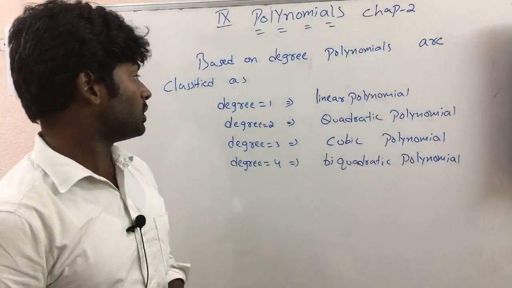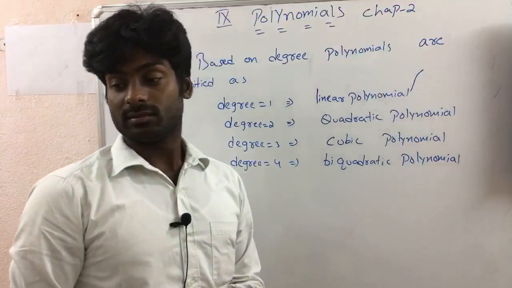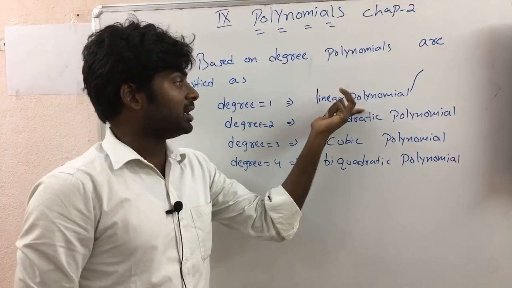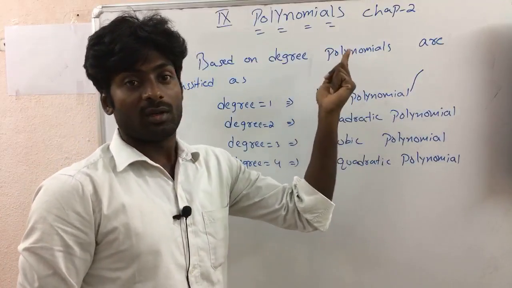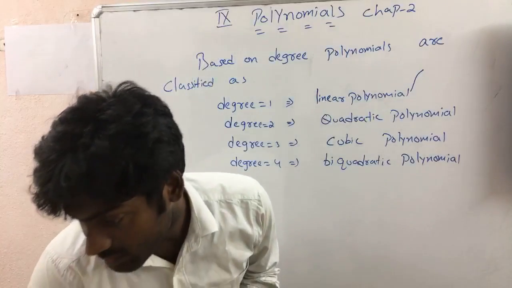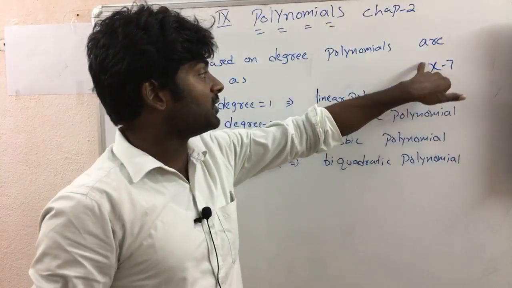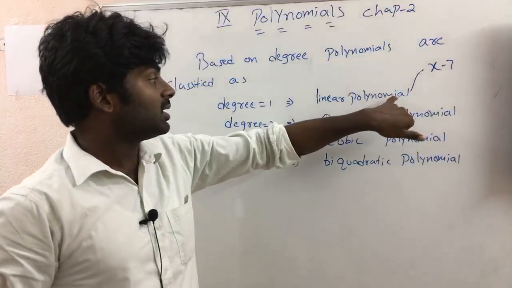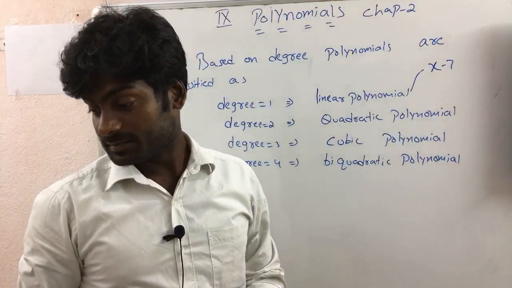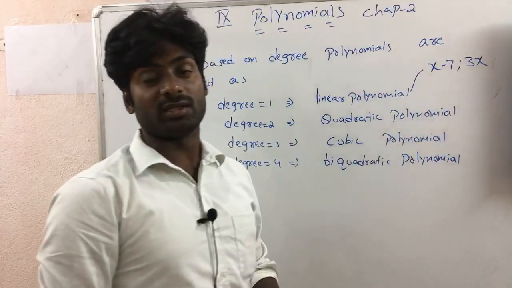It is a biquadratic polynomial. Can anyone say an example for a linear polynomial? If the degree of the polynomial is 1, it is said to be a linear polynomial. Sylvie, yes, x minus 7. The degree of this term is 1, so obviously it is an example for a linear polynomial. 3x, yes, because the degree is 1, it is also a linear polynomial.